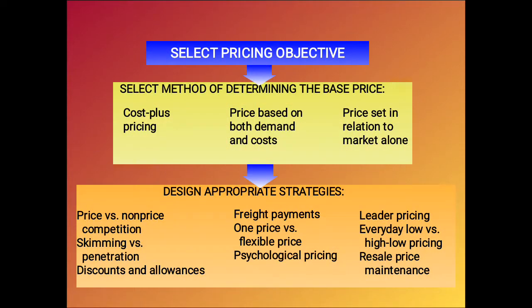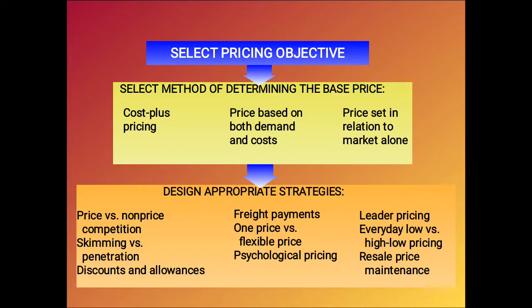So after selecting the pricing objective, you have certain methods for determining the base price, like cost plus pricing, the price based on both demand and cost, and the price set in relation to market alone. So you can either base your price on the competition, or on the demand and the costs, or it can be simple: what is the cost of making your product, plus an additional margin, and thus you set your price. There are various pricing strategies like skimming and penetration, or psychological pricing, everyday low pricing. So over here I would like to discuss skimming pricing and penetration pricing.